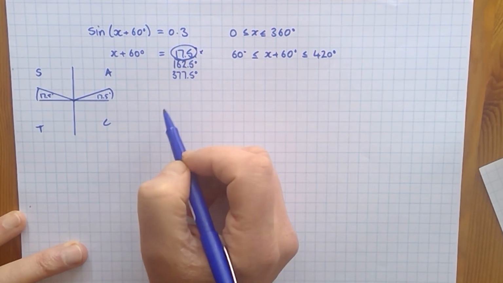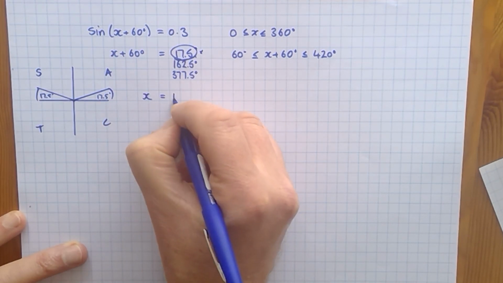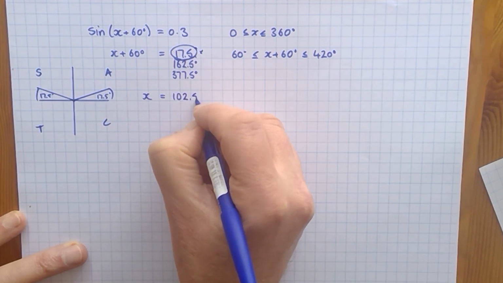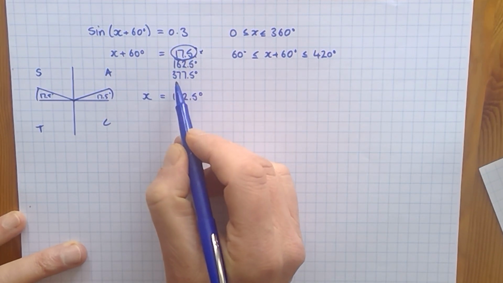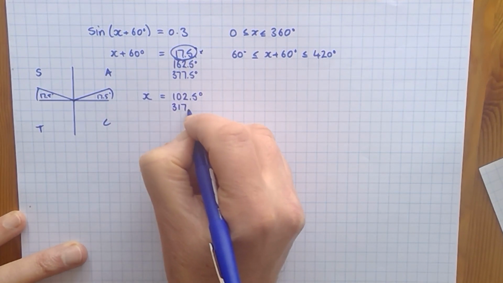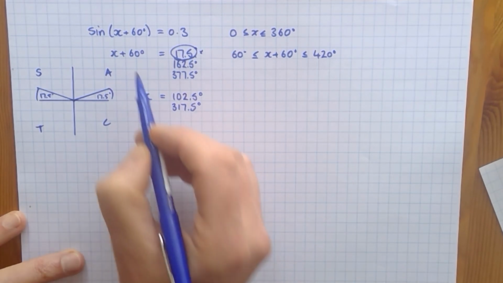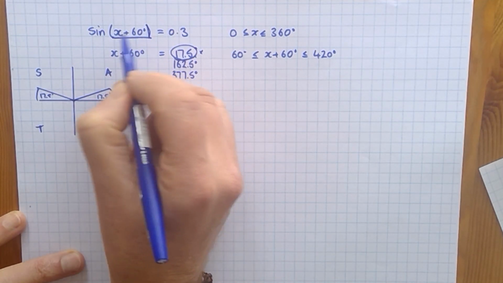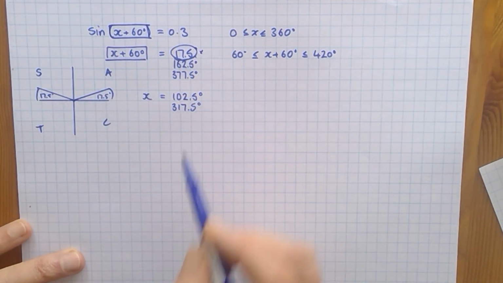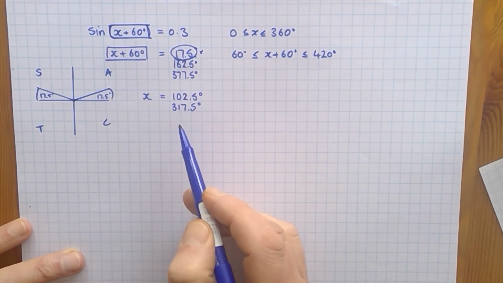I'm just going to take 60 away from that one, 60 away from that one to give me what x is. So 162.5 take away 60 is 102.5. 377.5 take away the 60 is 317.5, and those are my two values. So the principle is the same. We work out all the values, all the angles that this could be first, all of them, and then we sort out the plus 60 by taking 60 away.